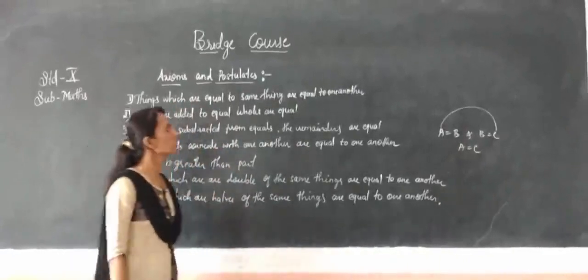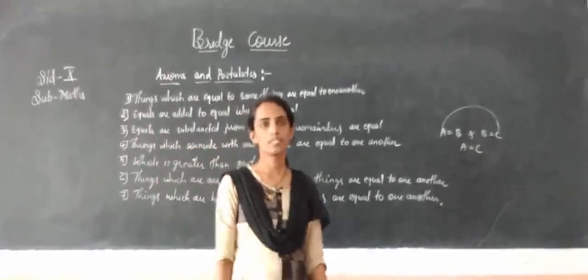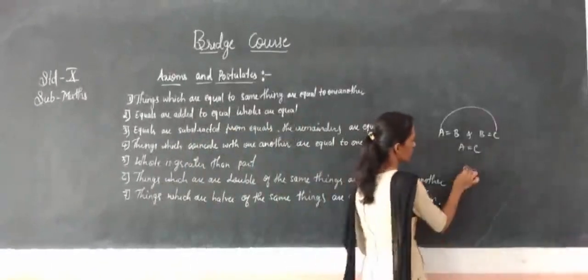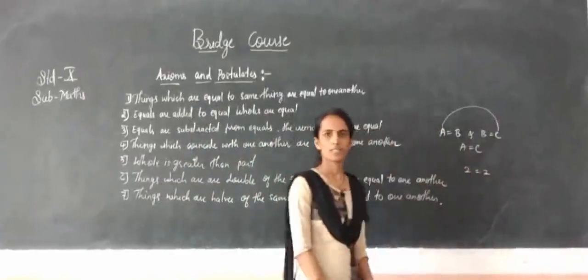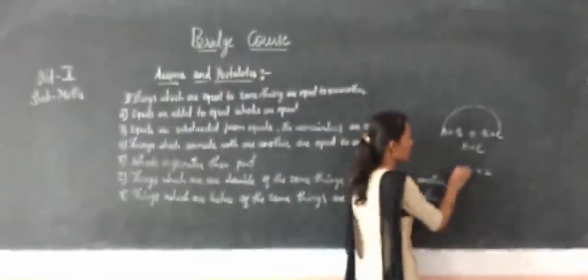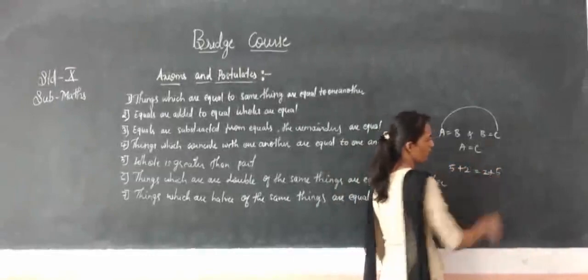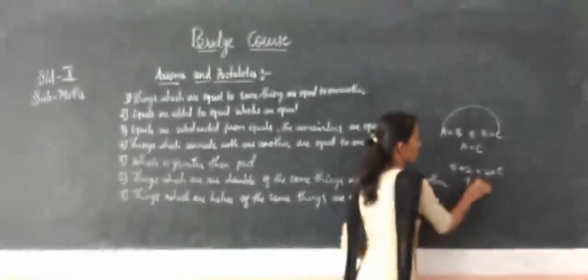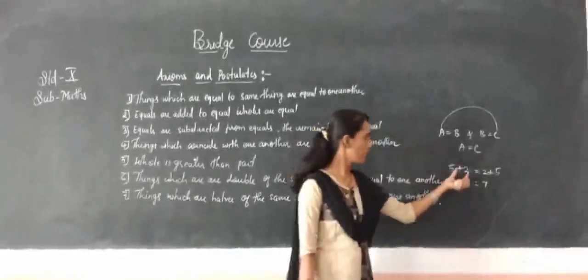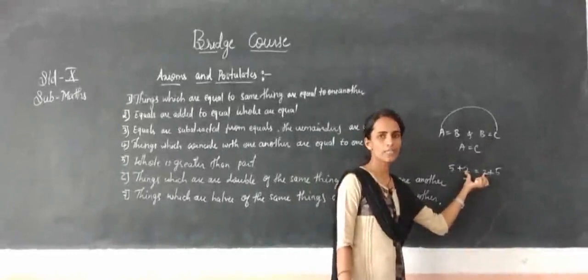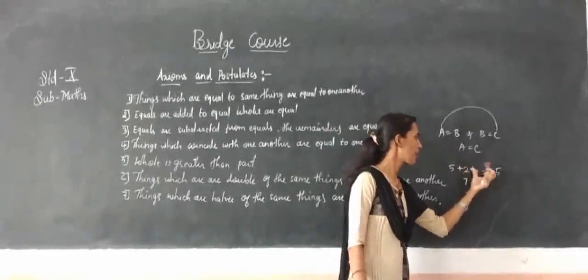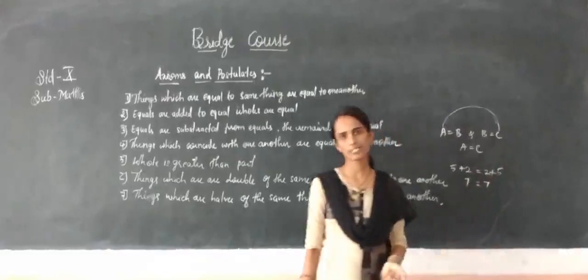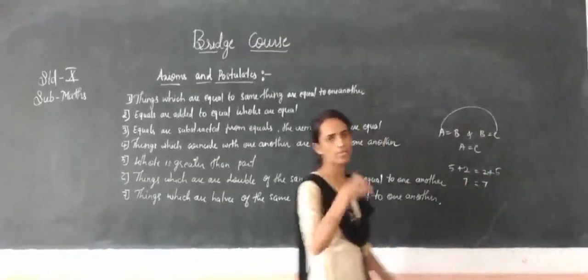The second one: if equals are added to equals, the wholes are equal. For example, 2 is equal to 2, both are equal. When we add equals to both sides, if we add 5 on both sides, 5 is equal to 5, both are equal, so the whole becomes 7 and 7 also. When equals are added to equals, whatever answer we get will again be equal.